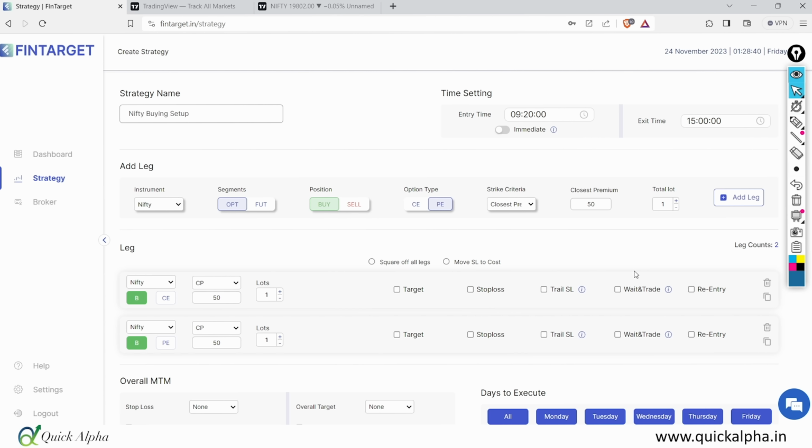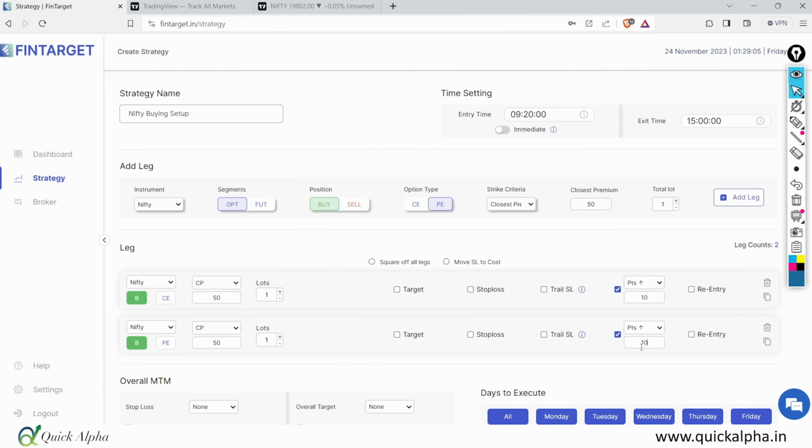Here I am going to use a feature called wait and trade. This is the most important feature, which is actually going to help us enter the option with momentum. I'm going to choose points up by 10. Again, I'm going to enable wait and trade for PE, and choose points up by 10.